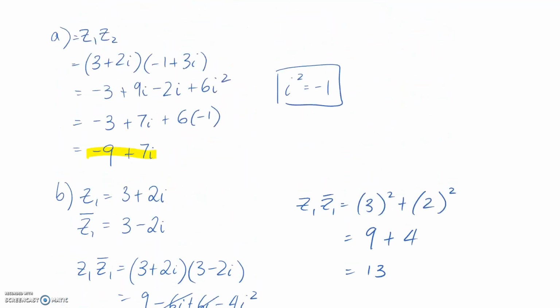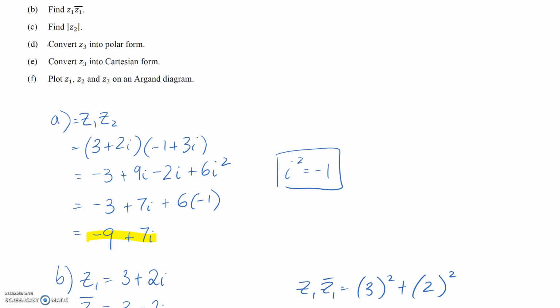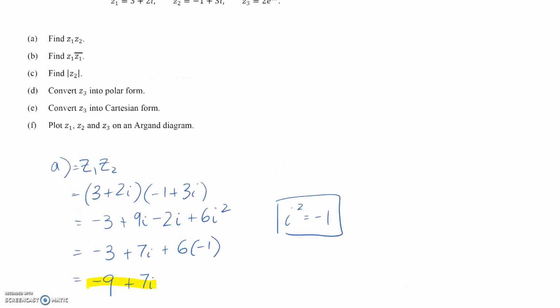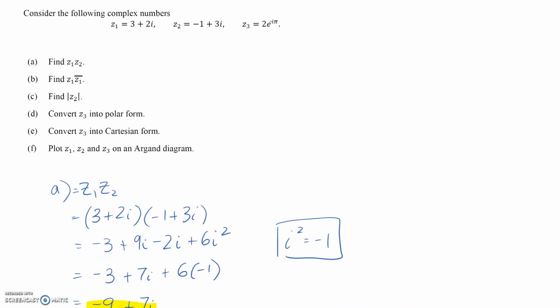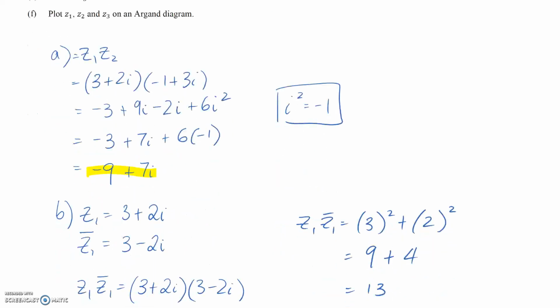Alright, next one. We're up to part D, which is to convert Z3 into polar form. So if we look at Z3 at the moment, it's given in the exponential form, so yeah, we're going to need to swap this over into polar. Alright, so jumping down.